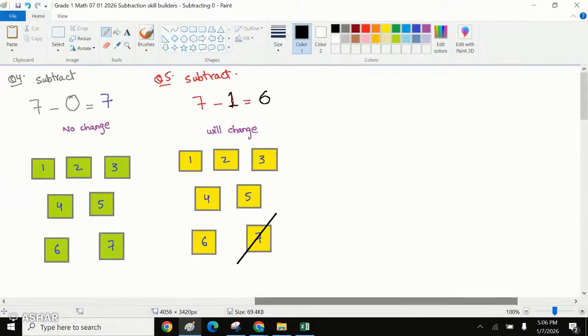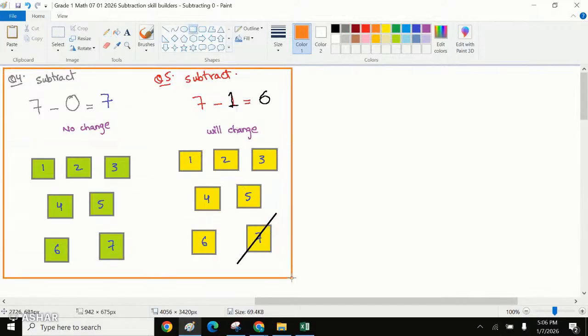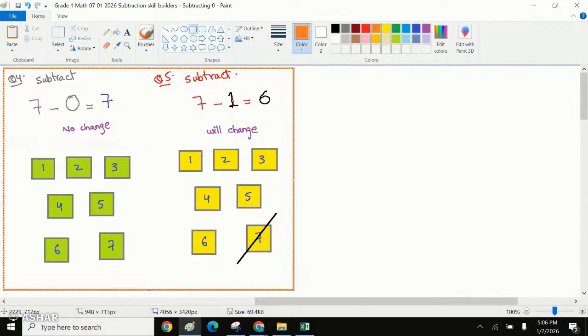Okay? So let's look at another. I'll just put them in a box together so that we would know that question number 4 and question number 5 are linked together. Looking at the difference, when minus 0, no change. Minus another number, there is always a change. Okay. So let's look at question number 6.